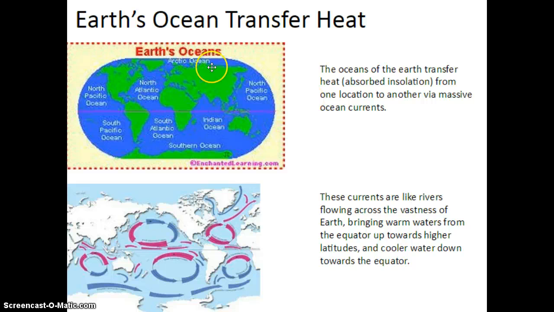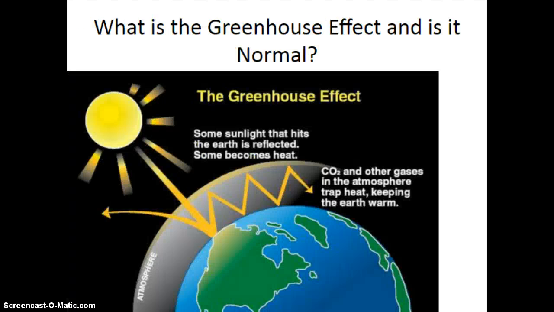So we're going to be studying Earth's oceans. So there'll be a little bit of oceanography in all this. But oceans of the Earth transfer heat that's absorbed at the equator, and they transfer it to the poles. This is essentially the massive ocean currents. These currents are like rivers flowing across the vastness of Earth, bringing warm waters from the equator to the higher latitudes and cooler water from the high latitudes down towards the equator. So it's a circulation that's transferring heat.